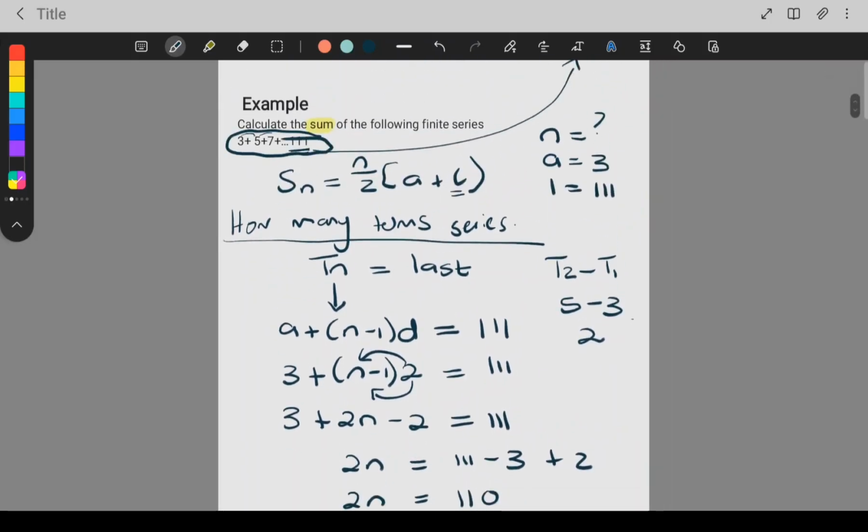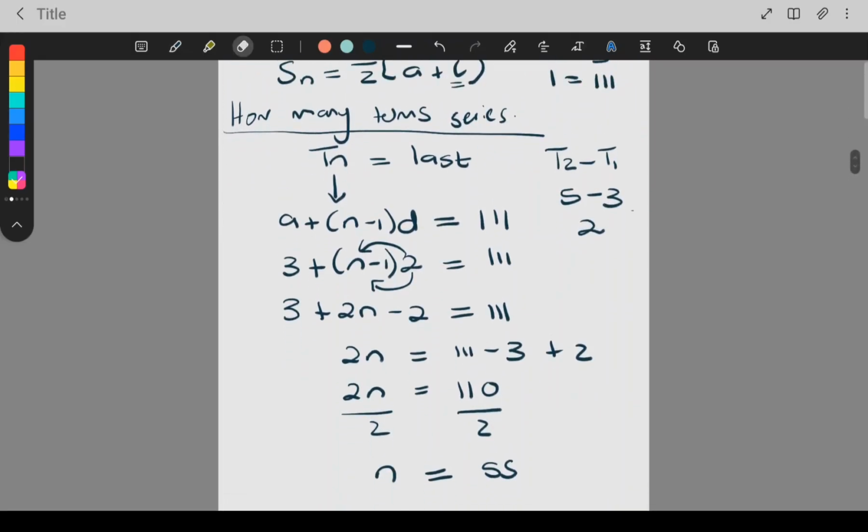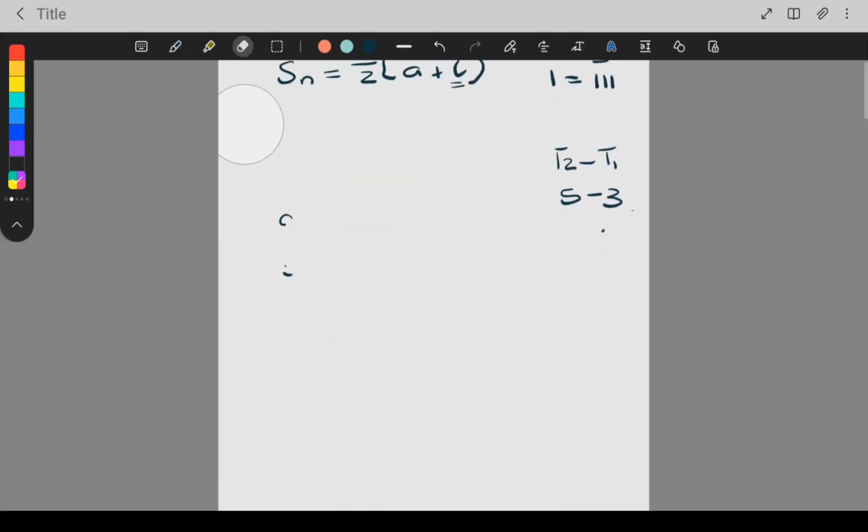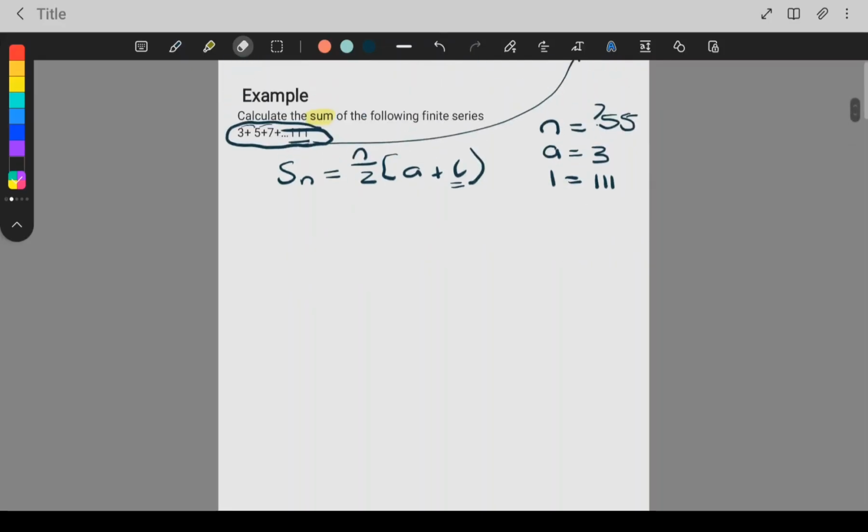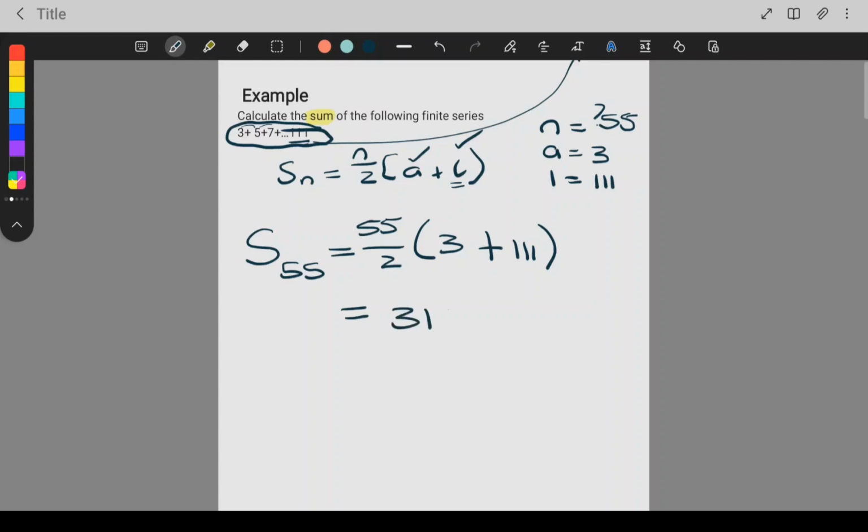There are 55 terms. So if I want the total, the sum of all the terms, I want the sum of the first 55 terms. So now that I know there are 55 terms, I am going to work out the sum of the first 55 terms. So n is now 55. a is the first term, so that's 3. And l is the last term, which is 111. So I just substitute all of that, and you should get 3,135. And that's how you do this question.